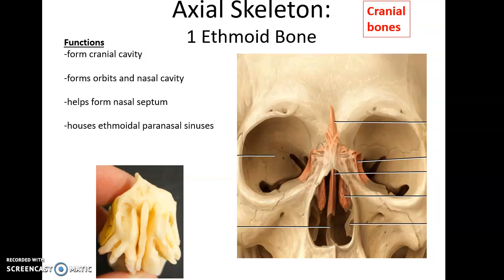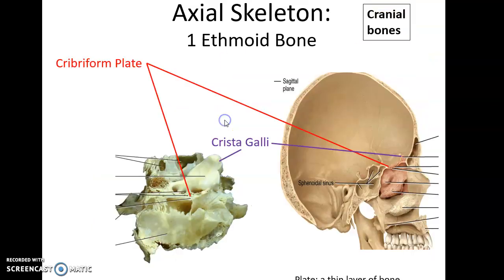Ethmoid bone. The ethmoid bone is even harder to see because it's such a deep bone of the skull, not really on the surface anywhere. As you can see, it helps to form a portion of the cranial cavity. It helps form the orbits and the nasal cavity, so the medial walls of the orbits, and a lot of the roof of the nasal cavity. It also helps to form the nasal septum, that wall that separates the nasal cavity into right and left. And the ethmoid bone has spaces within it, the ethmoidal paranasal sinuses.